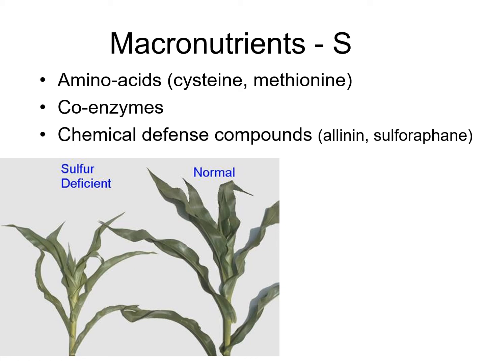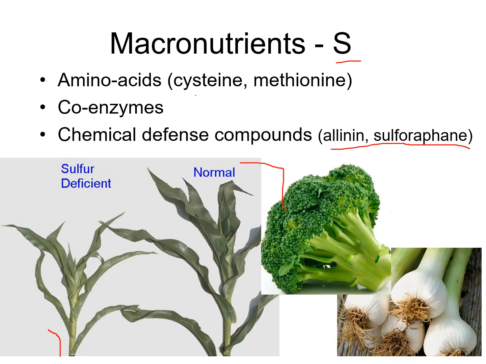You may have heard of disulfide bridges, which are a way of regulating enzymes. Obviously, that also includes sulfur. Then there's also a number of chemical defense compounds, alliins, sulforaphanes. We're going to also talk about those in the medicinal plants lecture. These are chemical compounds that include sulfur in their structure. And this picture here of the corn plants, the sulfur deficient plant doesn't look too unhealthy, but clearly the growth is stunted relative to the normal plant.